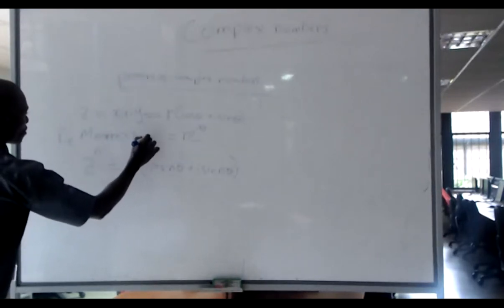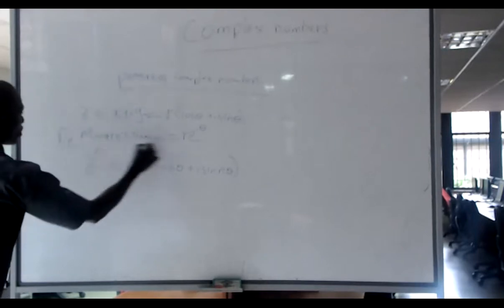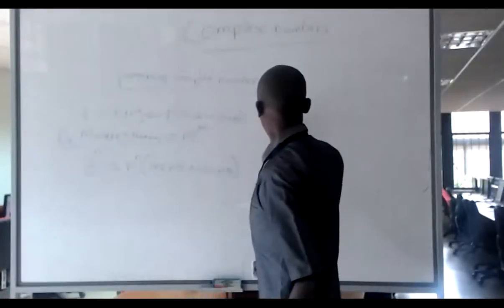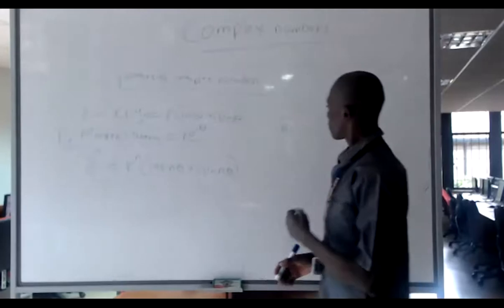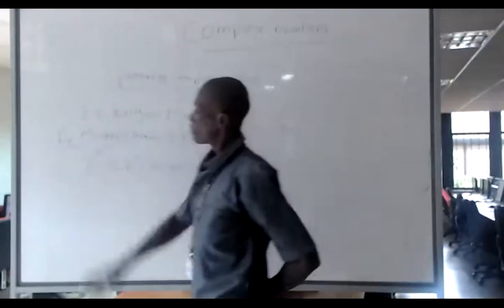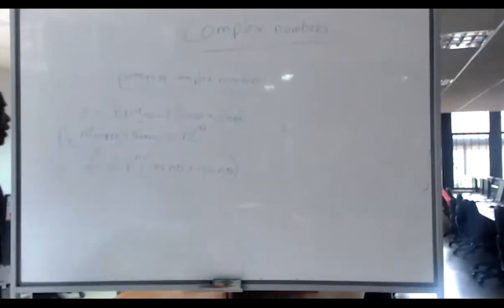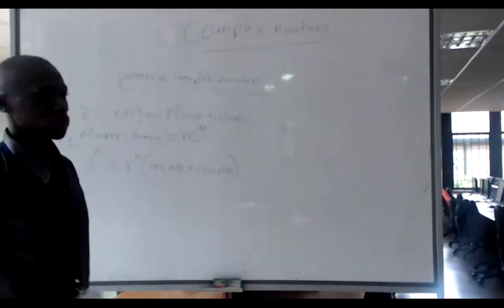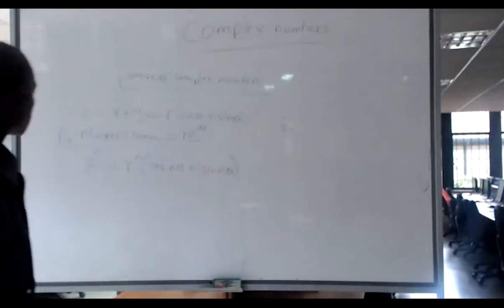De Moivre's theorem. De Moivre is a French guy. So in French, OI is moi. It's Abraham de Moivre. He was a French guy who stayed in England. So he did this theorem when he was in England, where he met people like Isaac Newton and the rest.